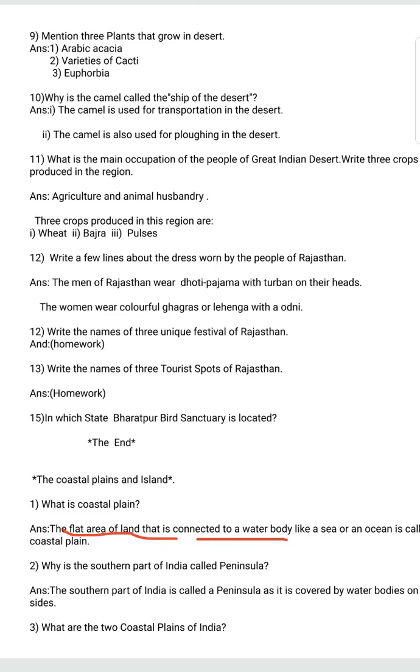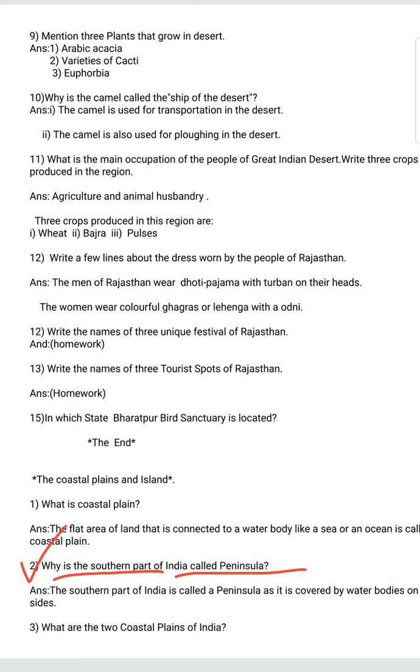So if a flat area that is connected either to a sea or ocean, a flat area, even area, plain area, if it remains connected with a sea or ocean, okay? So that area will be called, that flat area will be called coastal plains. That means the plain areas near the sea or ocean will be called coastal plains. So remember. Next, why is the southern part of India called peninsula?